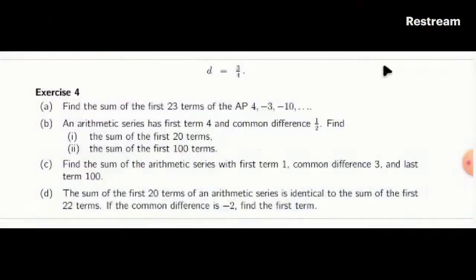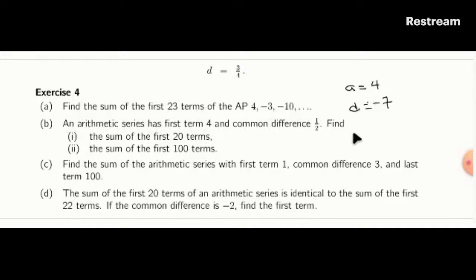What do you have here? You have a here. A here is equal to 4. The common difference here is minus 3 minus 4. Minus 3 minus 4 is going to get minus 7, right? So you're going to get minus 7. That's the common difference. And find the sum, 28.